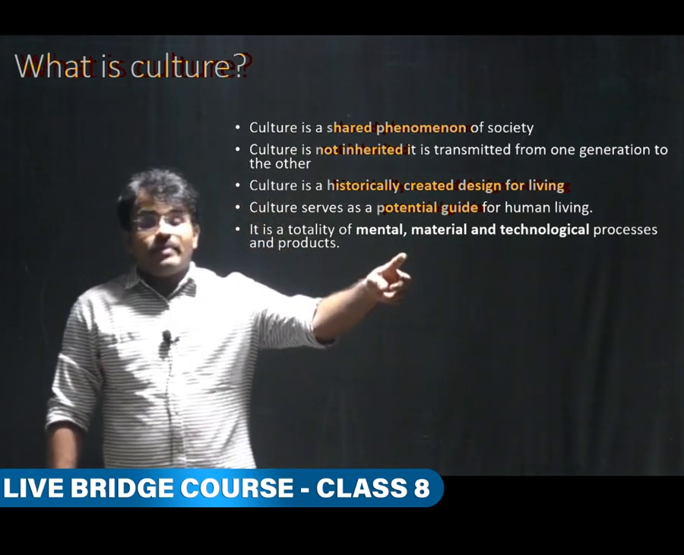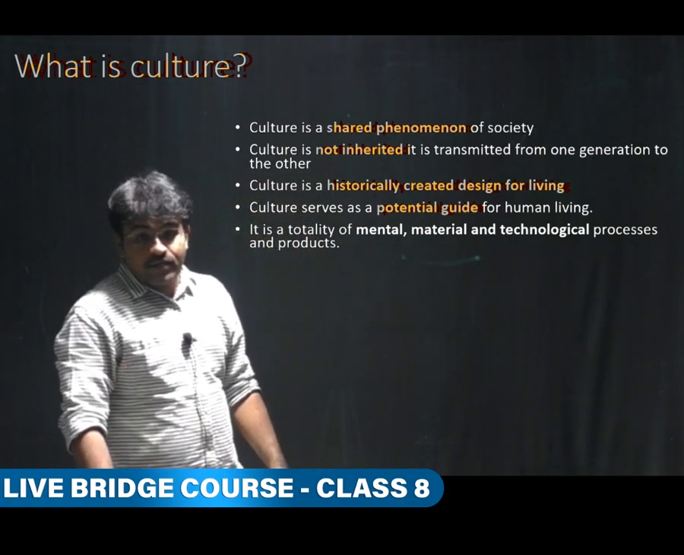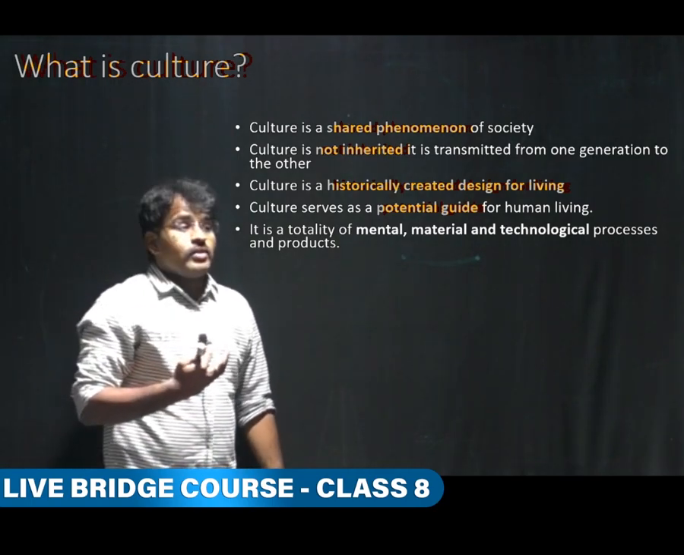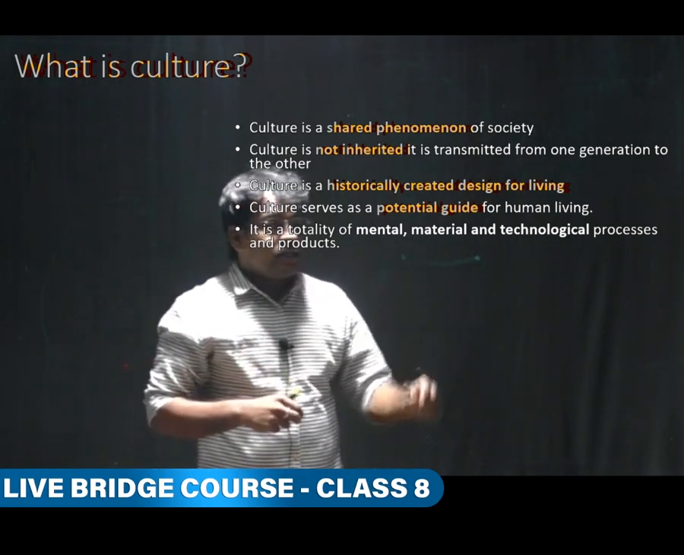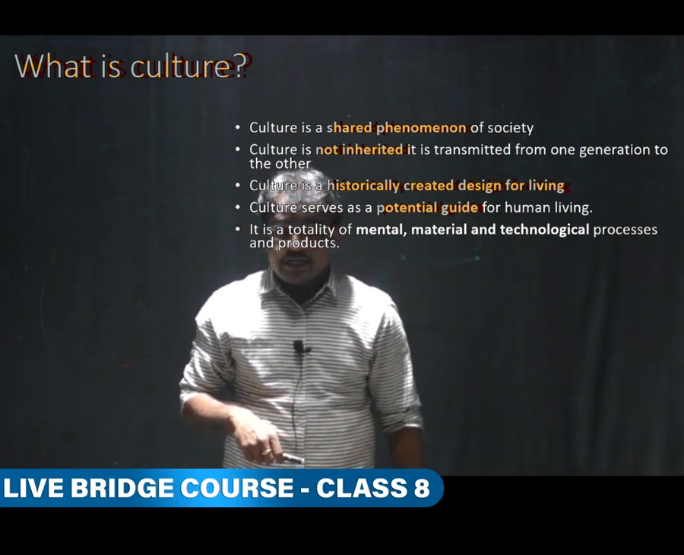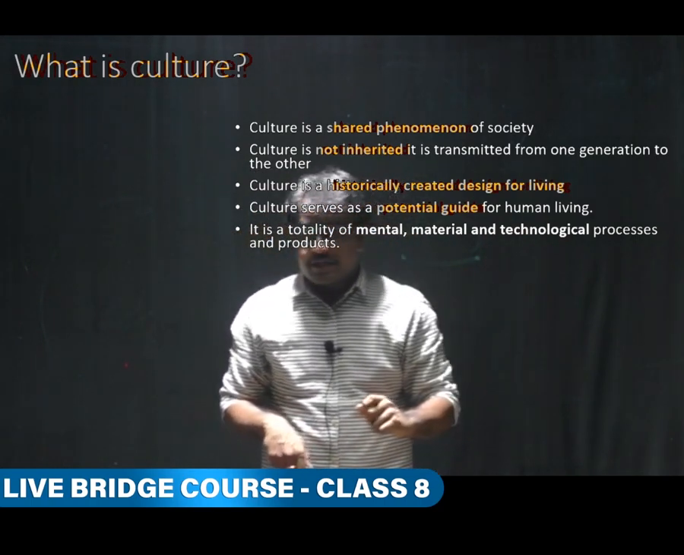Then along with the mental makeup, there are the material products of a society. Suppose in a society, what are the material outputs of this society? I talked about the tribal god who is made in wood. He is the material output of the society. Then under technological processes and products, what are the technologies which are present in this society?